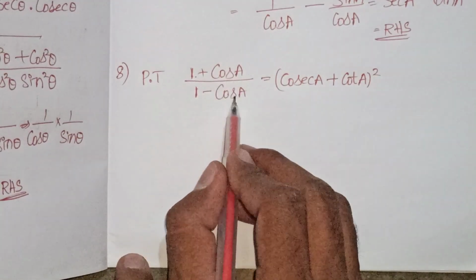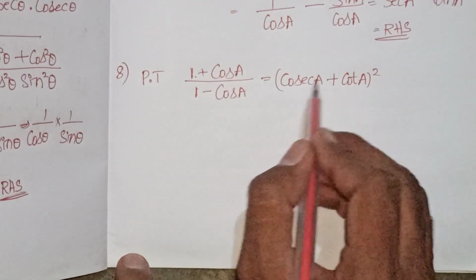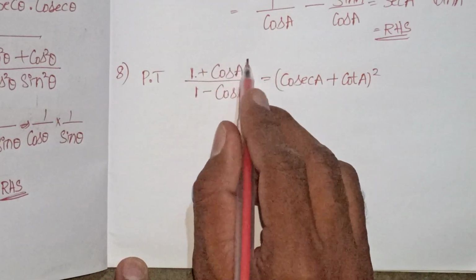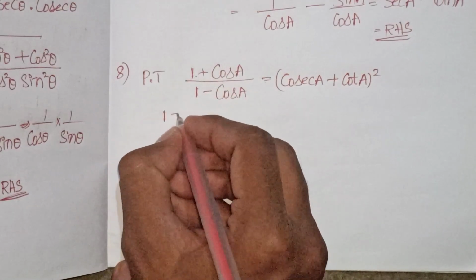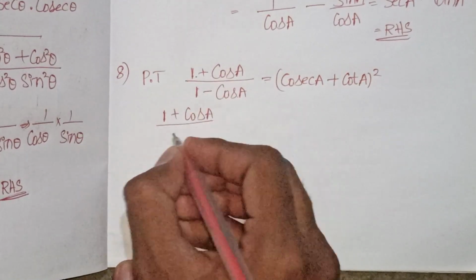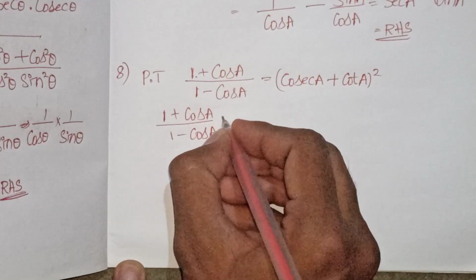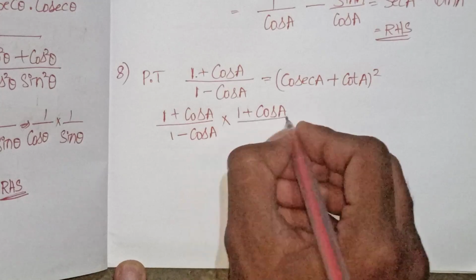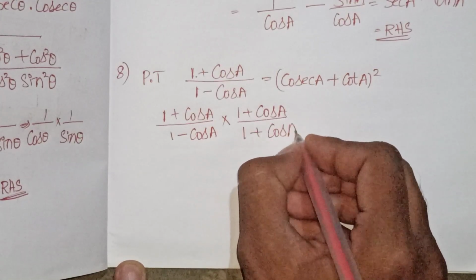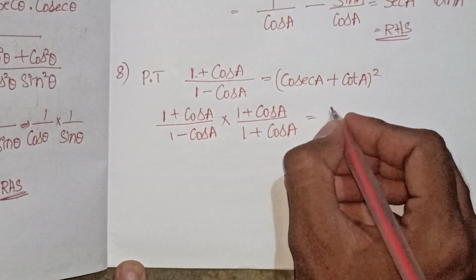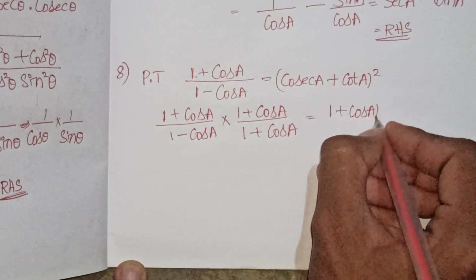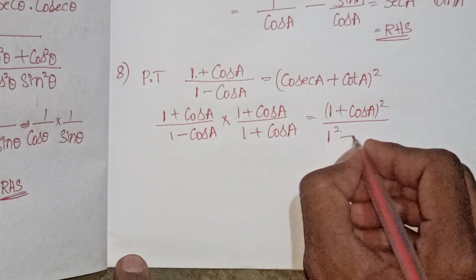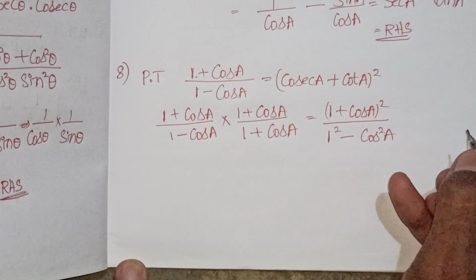1 plus cos a by 1 minus cos a will be equal to cosecant a plus cot a whole square. By taking LHS, we need to prove RHS, but by taking LHS directly, we can't prove RHS. So, for this, we need to use the rationalization method. Therefore, it is having minus, so we need to rationalize it by 1 plus cos a by 1 plus cos a. Numerator 1 plus cos a into 1 plus cos a can be written as 1 plus cos a whole square. In the denominator, a minus b into a plus b can be written as a square minus b square, that is 1 square minus cos square a.